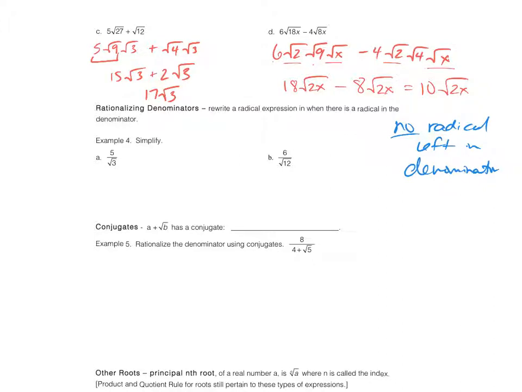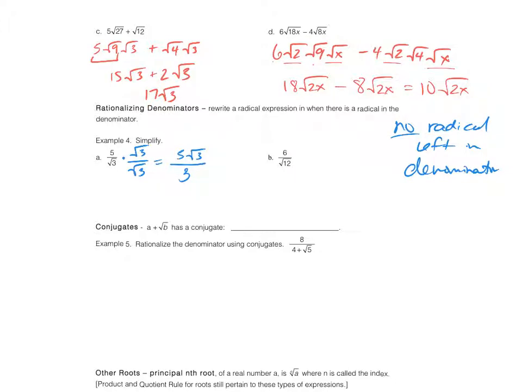So, in example 4a, in order to simplify this, we must rationalize the denominator. Now, we can't change the value of this because it's just an expression, so we have to multiply by a special form of 1. If we want to get rid of the root of 3 in the bottom, then we multiply by the square root of 3 over the square root of 3. So, since this is now just multiplying two fractions, in the top, I am left with 5 times the square root of 3, and then the square root of 3 times the square root of 3 gives me just 3.